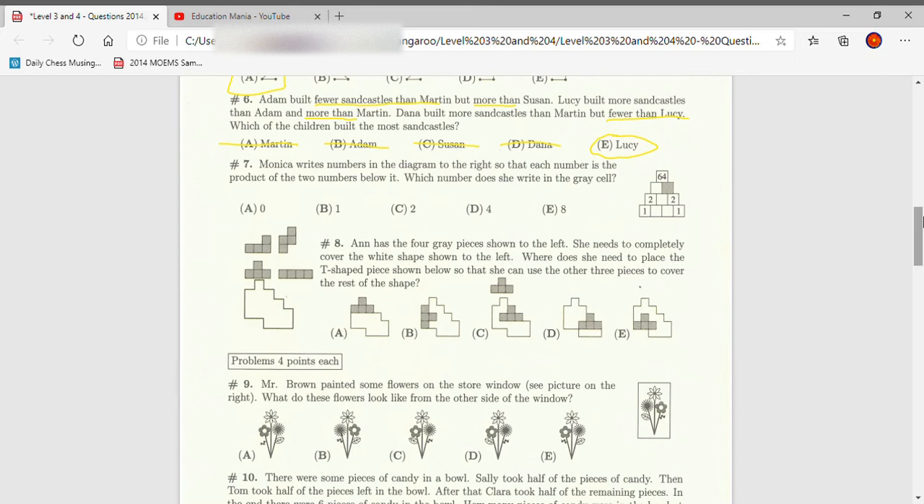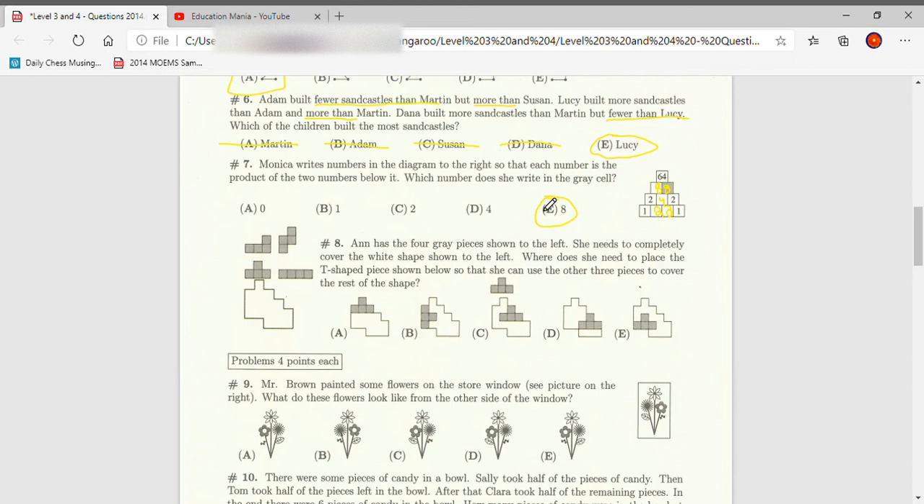Okay, so these two numbers multiply to get 2. So 2 divided by 1 is 2, and 2 divided by 1 is 2. Now we multiply 2 times 2 and get 4. Then we multiply 2 times 4 and get 8. 4 times 2 is 8, and then 8 times 8 does equal 64. So this is all accurate, and the number in the gray cell is E, 8.